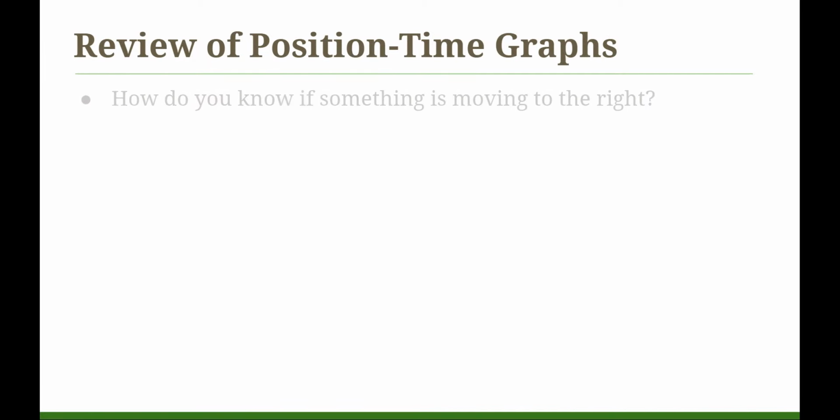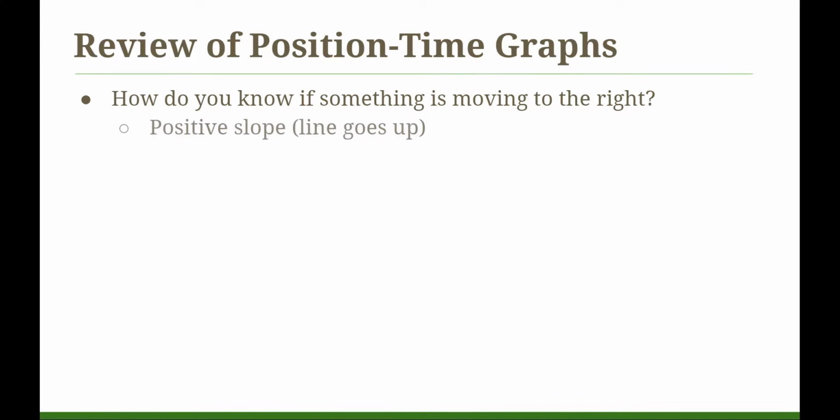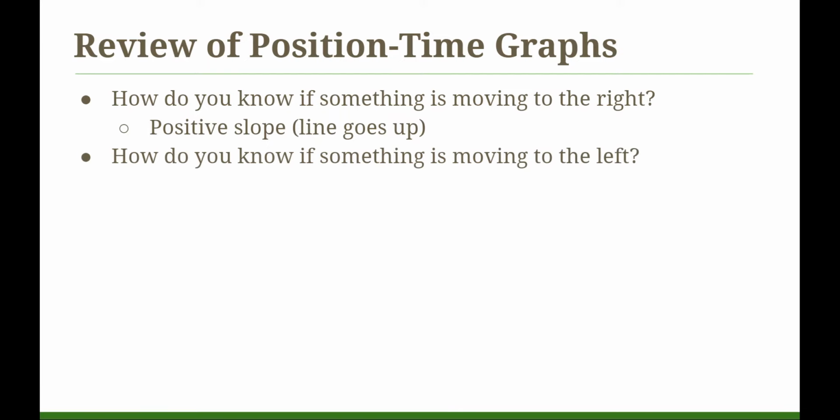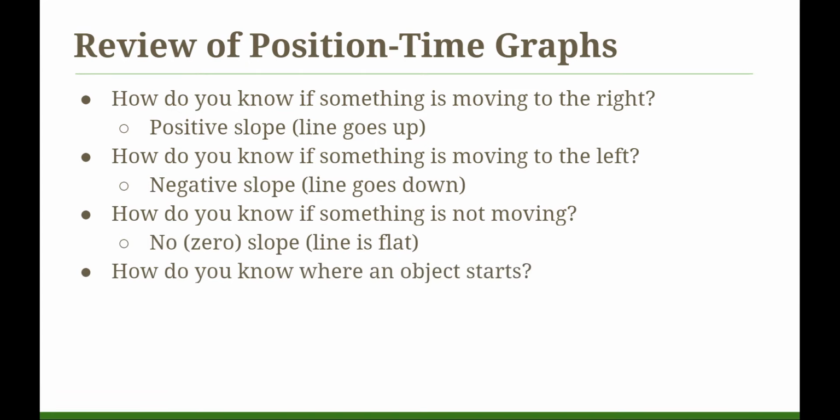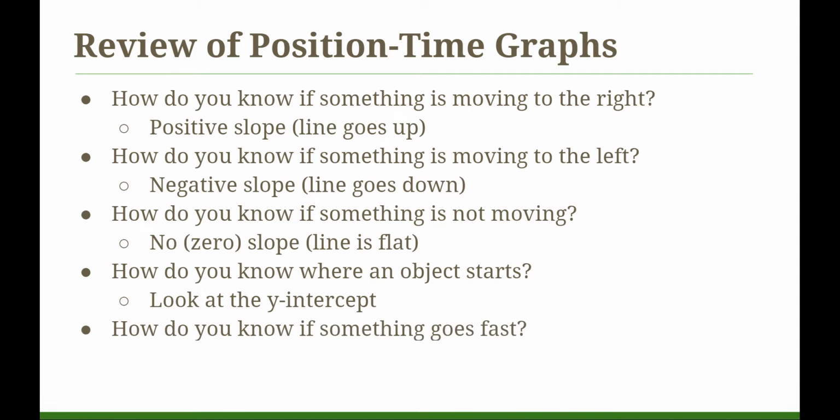Remember, on position time graphs, if we want to know if something's moving to the right, we tell that from the slope. If the slope is positive, if the line is going up, we know it's moving to the right. When something's moving to the left, then we just have a negative slope, so the line is going down. If something is not moving, then it has a zero slope or a flat line. When we want to see where an object starts, remember that is the y-intercept of a position time graph. And lastly, if we want to know if something is going fast, we just look at the steepness of the slope. So steeper lines mean faster.